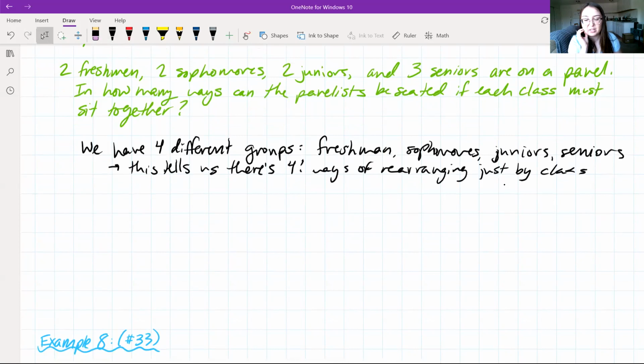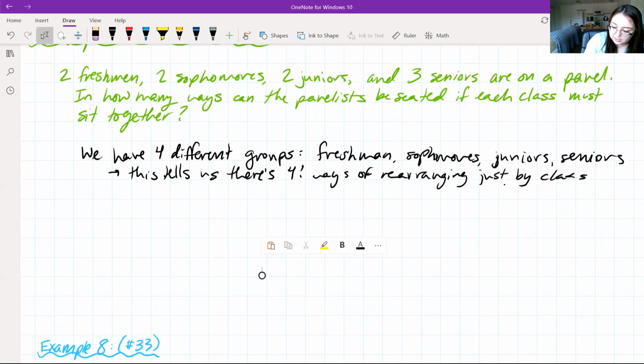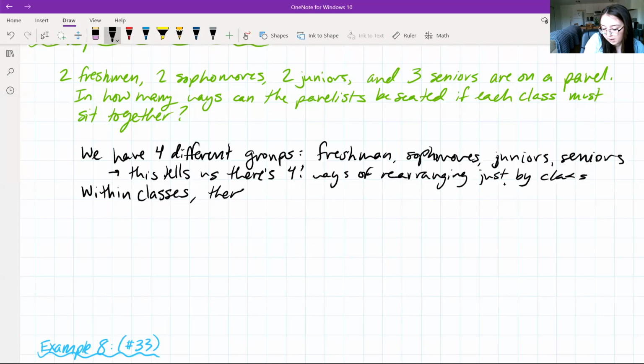So there's 4 ways of rearranging just by our classes. But we also know that we can rearrange within our class based on the number of students that we have. So we can say, well, within classes, and we see there's only 2 options for freshmen, so there's 2 different ways to rearrange them, which also means that there is 2 factorial ways to arrange freshmen.